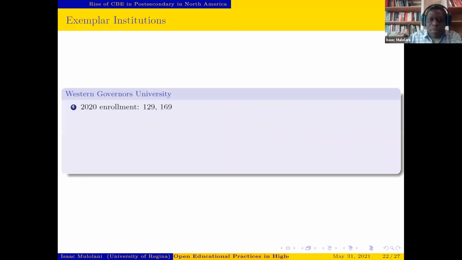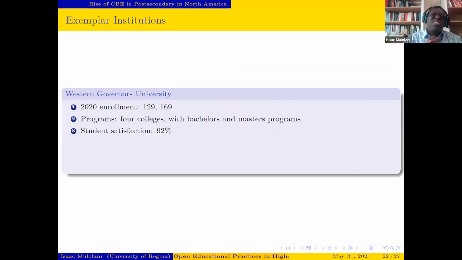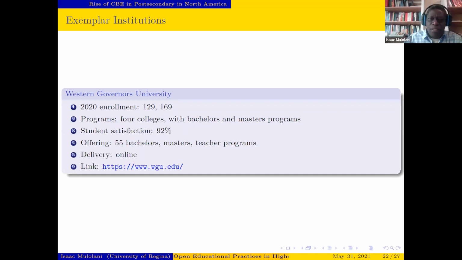And I'll just talk about some of the main CBE program institutions that are out there. So for example, Western Governors University, it's one of the bigger ones. Their enrollment at the end of last year was 129,169 students, and their programs are all online. So this is pre-COVID. Pre-COVID, Western Governors, all of the programming is online because it's flexible for working professionals. So it has to be online. So they have 4 colleges with bachelor's and master's programming. So this is a very, very big deal in the United States. They're one of the big hitters in competence-based education, because all of the programming in this institution is competence-based.